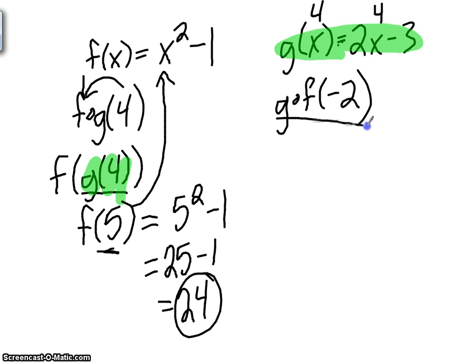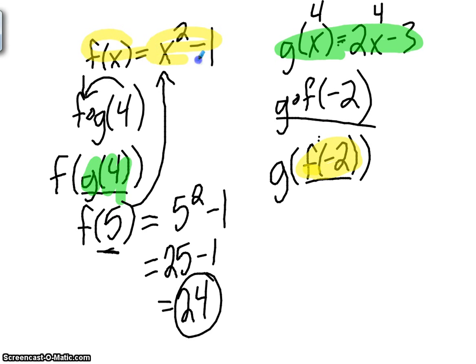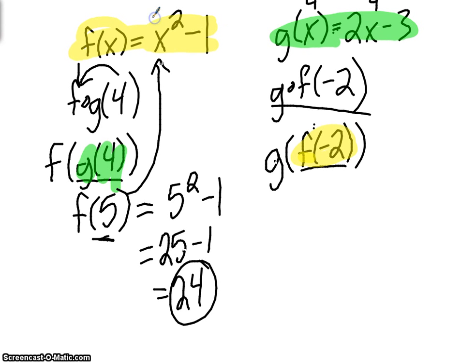Now our next situation says we need g of f of negative 2. So I'm looking at g of f of negative 2, which is just a different format of writing the equation. So I need to find f of negative 2. I'm going to look over here. If you might remember, this was one of the equations that we looked at the very beginning. So I'm looking at negative 2 being plugged in for x. Negative 2 squared would give us a positive 4, minus 1 would give us 3.